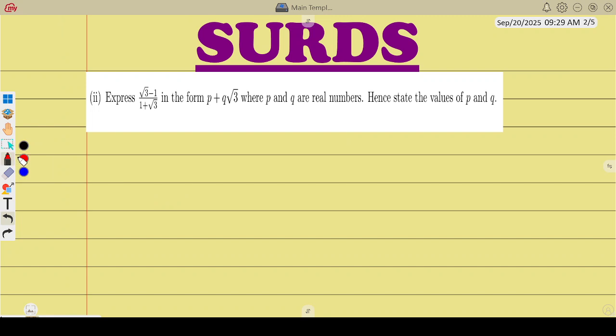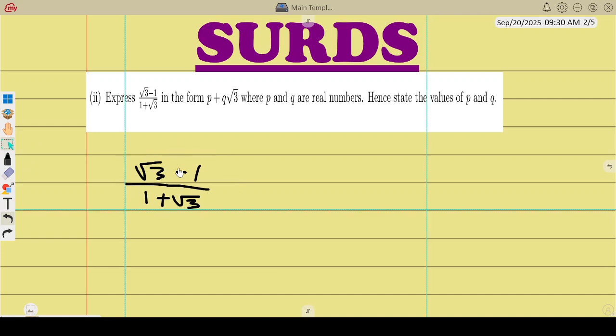Okay, so let's have a look at this interesting question. They want us to express this in the form of that, where P and Q are real numbers. We also state what P is and what Q is. So here we have root 3 minus 1 over 1 plus root 3. Okay, so the first thing we're going to do is rationalize. Let us rationalize the denominator.